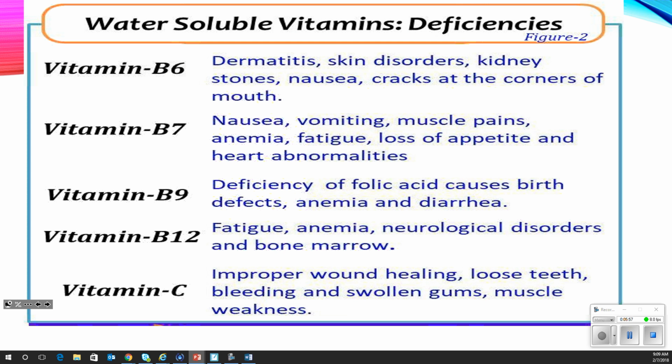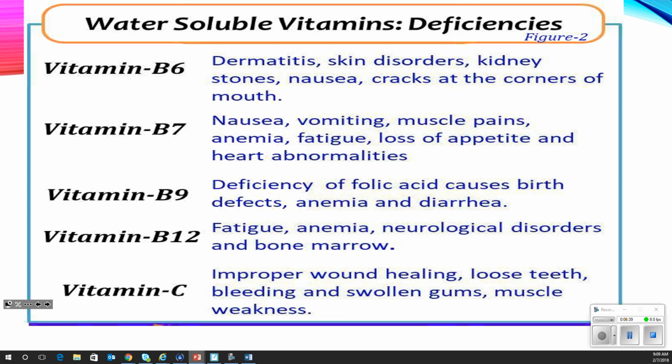So B6, you end up with dermatitis, skin disorders, kidney stones, nausea, cracks in the corners of your mouth. You've probably seen people like that. B7, a lot of nausea, vomiting, muscle pains, anemia, fatigue, loss of appetite, and a lot of heart abnormalities. If you're deficient in vitamin B9, this is what causes birth defects. So this is folic acid. And so the people that are pregnant, they say they need to make sure you get enough folic acid. It also can cause anemia and diarrhea. B12, also fatigue and anemia, a lot of neurological disorders, and problems with your bone marrow.